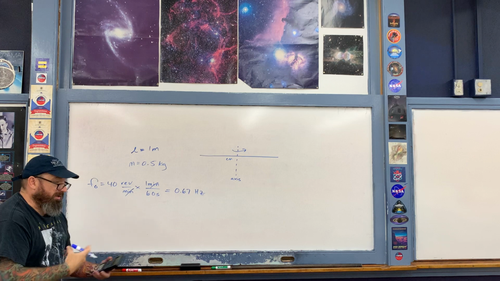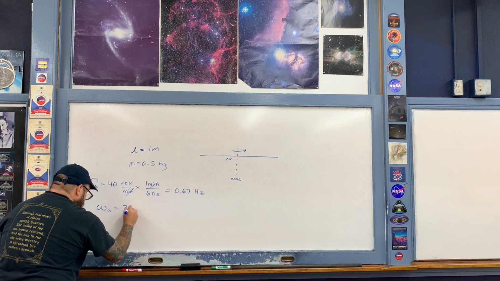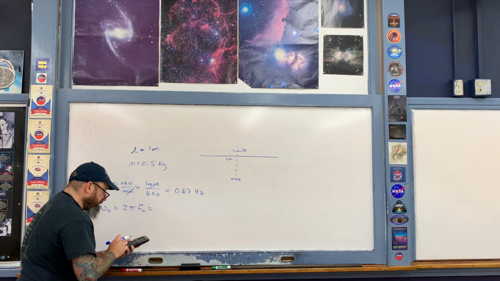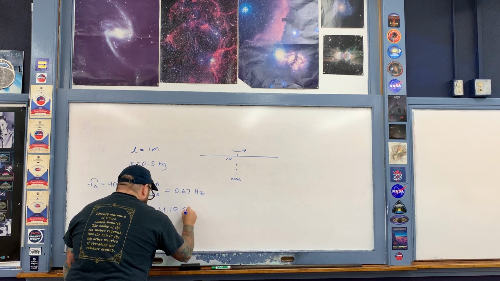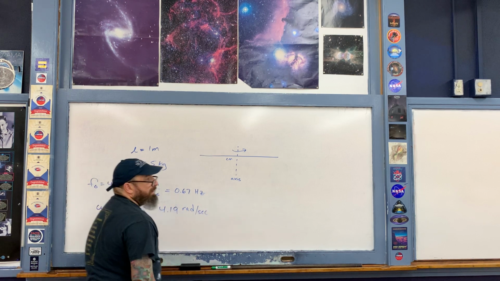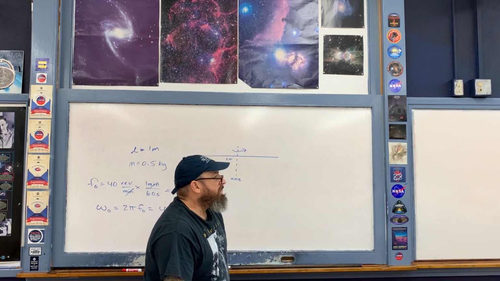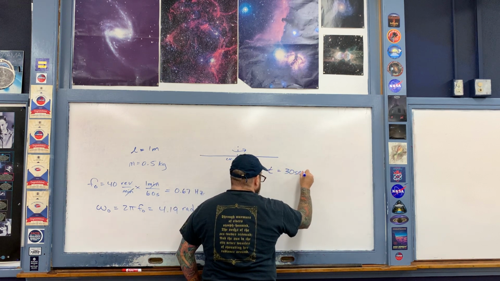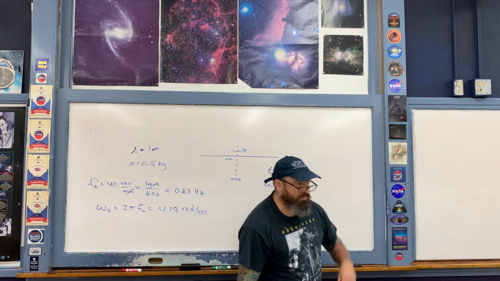However, that's not the initial angular speed, that's the initial frequency. So the initial angular speed omega naught is 2 pi times that, times 2 times pi. That comes out to be about 4.19 radians per second. Because of a frictional torque that occurs right here at the axis, the stick ends up at rest after 30 seconds. So the time t is 30 seconds, and the final angular speed is equal to 0. We're going to calculate a bunch of things here.